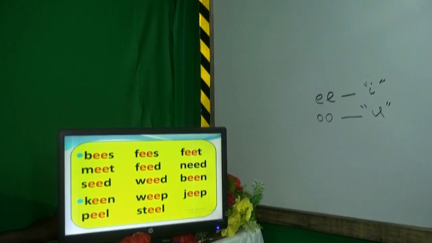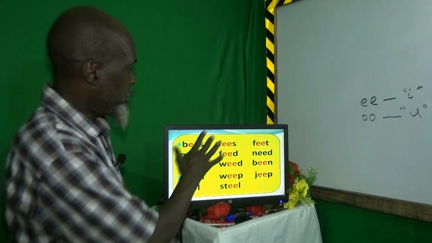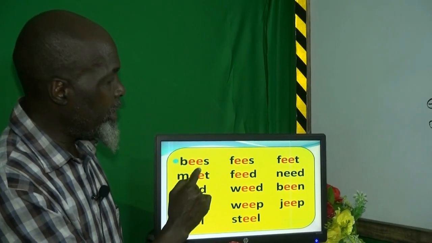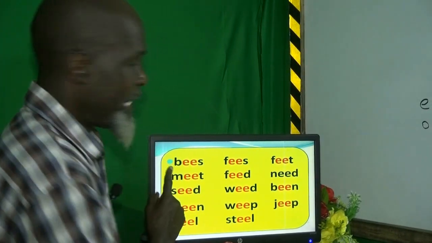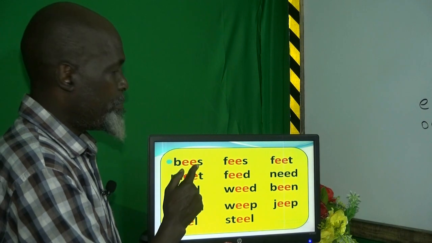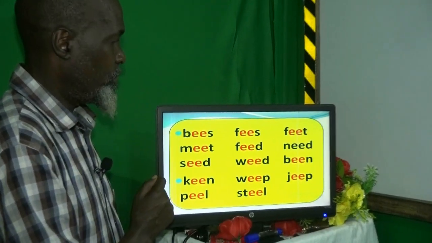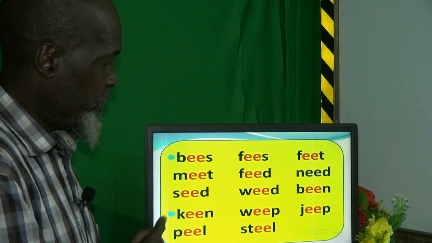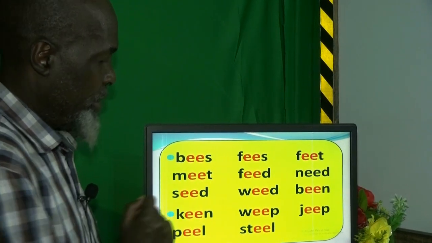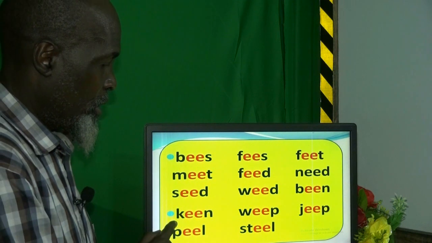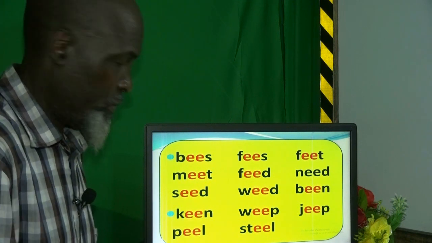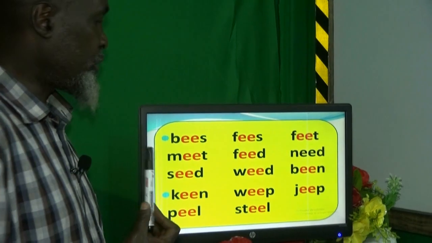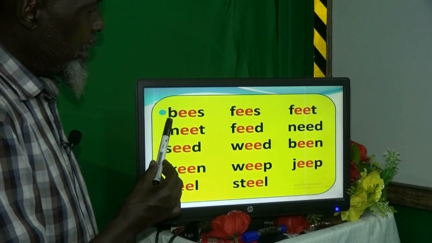Now, when you look at our words, we have double E. Double E means E. So let's read. Bees. Meat. Seed. Keen. Peel. Let's repeat once more this column.